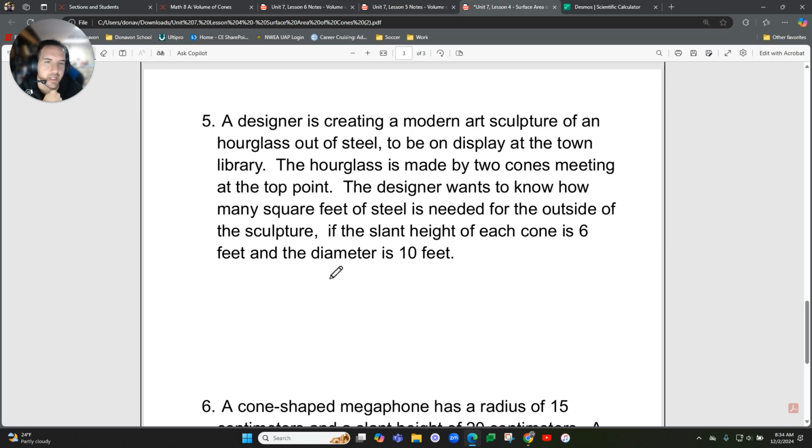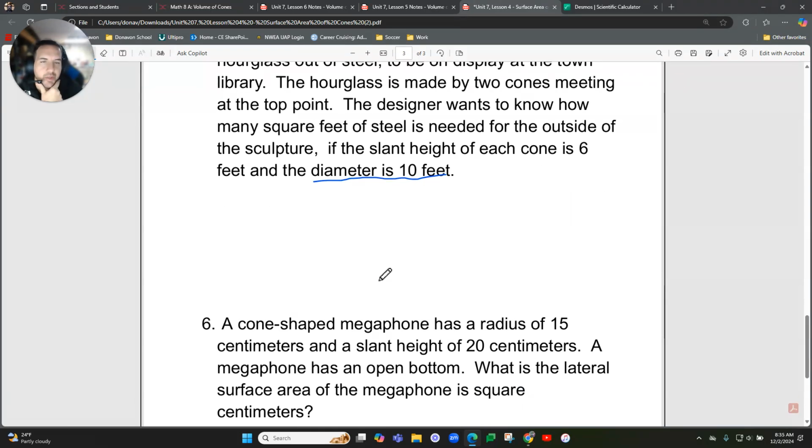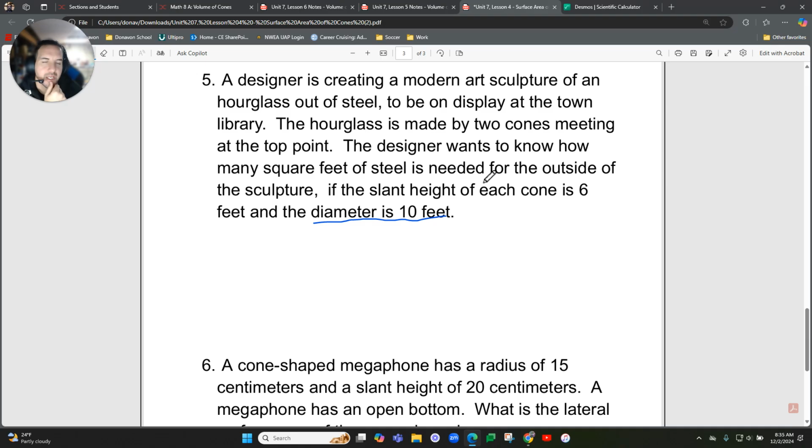Okay, so again, it's given us diameter. We want the radius, so half of that. Okay, and then what we're going to do is, since there's 2 cones at the end, we'll just find our answer for 1 cone and multiply that by 2. Okay, so that's 3.14 times the radius, which is half of 10, so 5 squared.